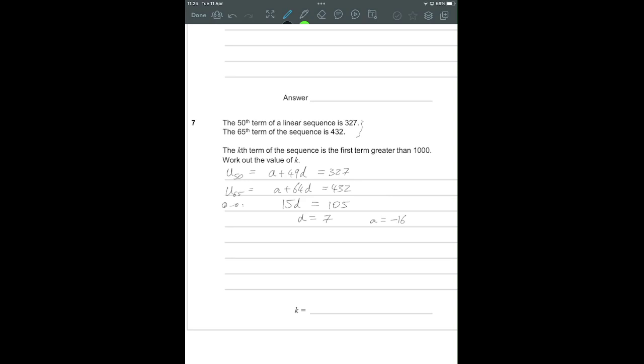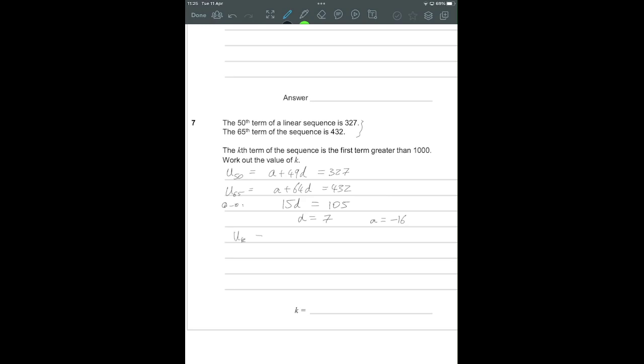Was I expecting negative? Maybe. I am going to check in U65 very quickly. So negative 16 plus 64 times 7 does indeed come out as 432 as required. So now I know everything I can possibly know about this sequence. I know a and d. The kth term is the first term greater than 1,000.